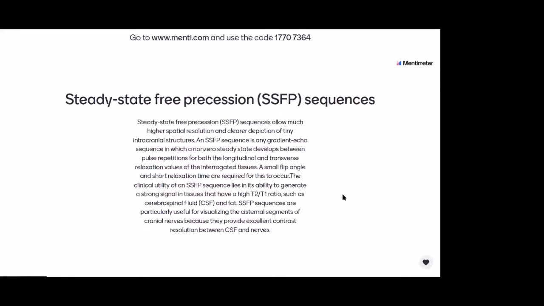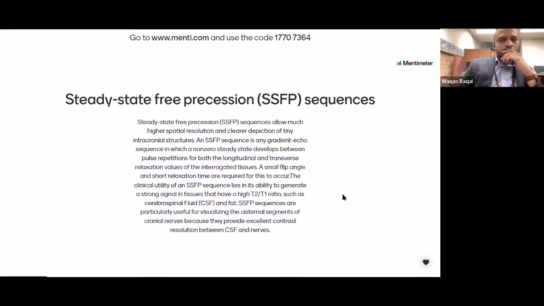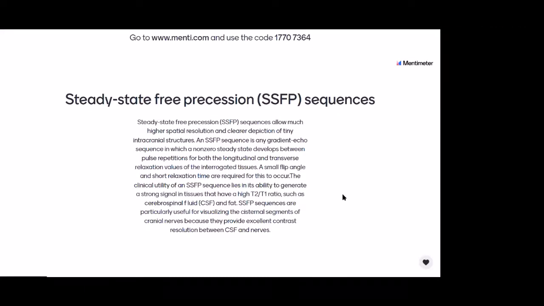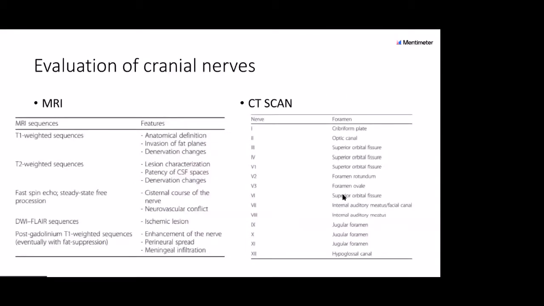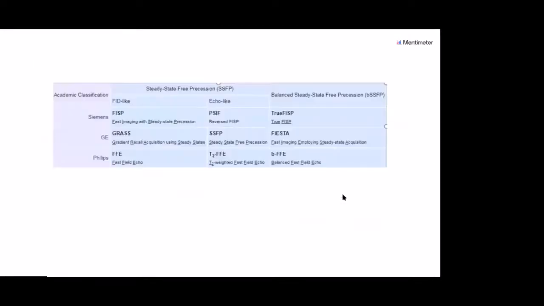So a steady state free precession sequence is basically a radiological term. For the non-radiology people, you can understand that it's a very easy sequence for the scanner. It does not take too much time. It has a high T2 to T1 ratio. That's why it can detect cranial nerves which are running in the cisterns against the CSF or the white background. But different vendors have different names for it.